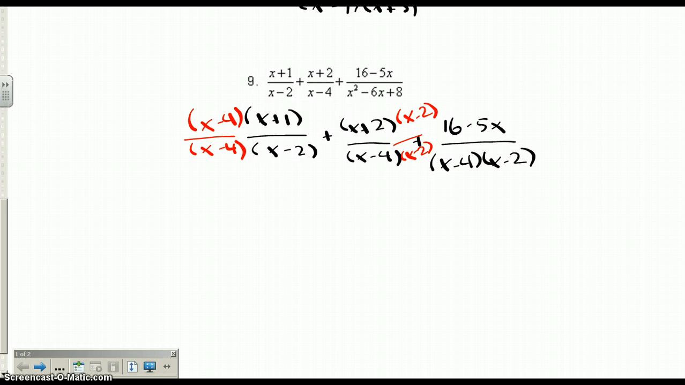And now what you'll see is that all 3 have the common denominator. Okay, now what I need to do with addition and subtraction is combine all my numerators over this common denominator. So I'm going to need to multiply this out. Okay, so here's my first fraction, x minus 4 times the quantity x plus 1.